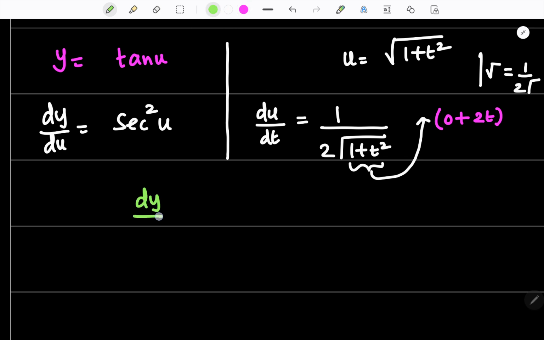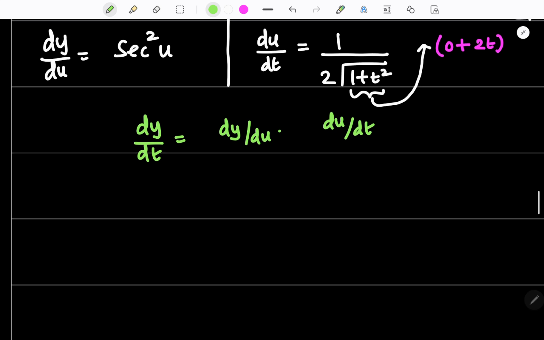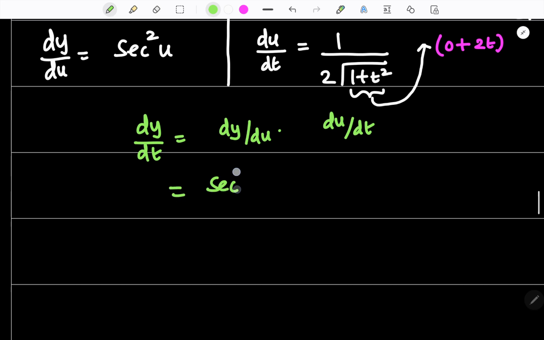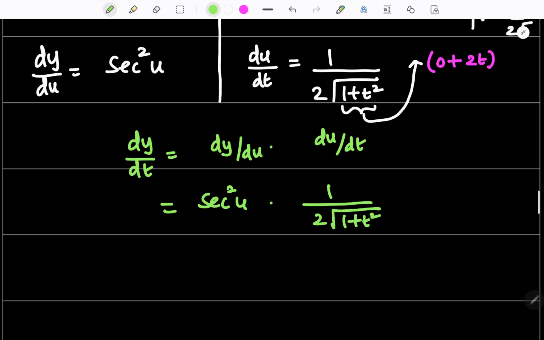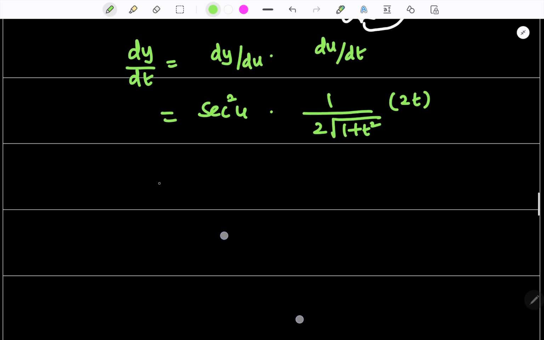So let's go to the rule. What is the rule? dy by dt is equal to dy divided by du times du divided by dt. So what is dy divided by du? Secant square u. What is du divided by dt? 1 divided by twice root of 1 plus t square, and multiply by 2t. Clear? Right.